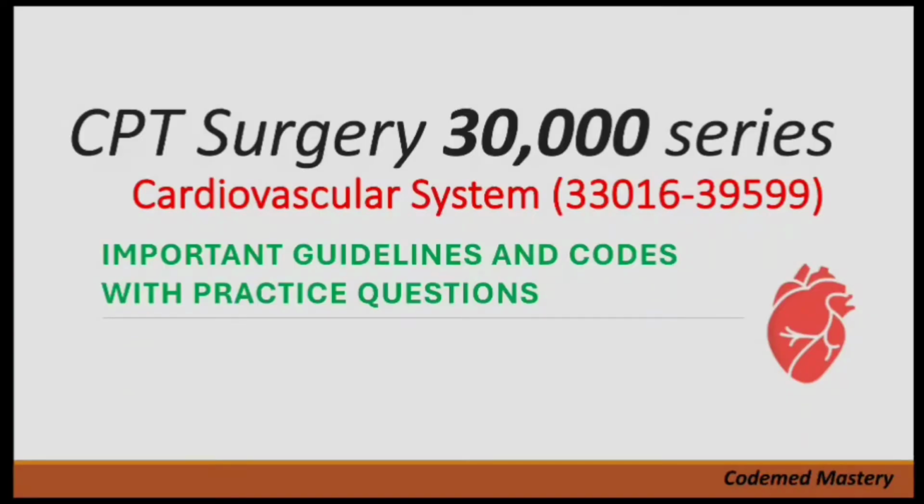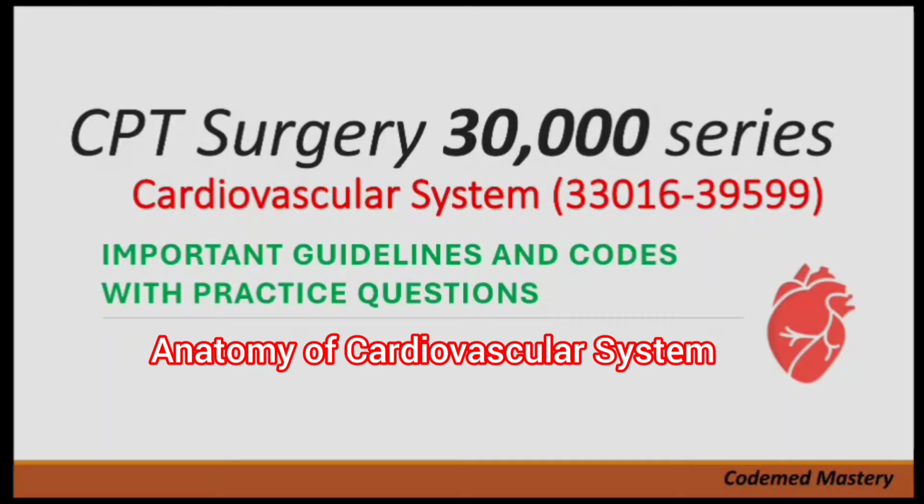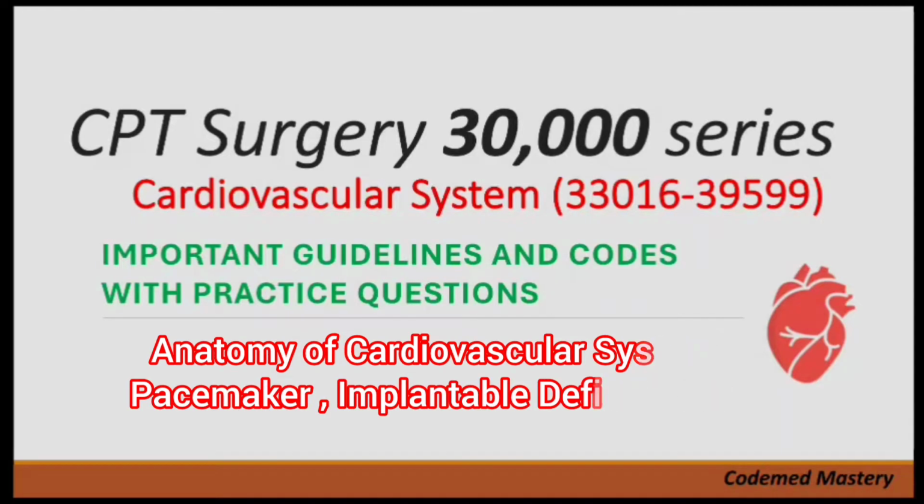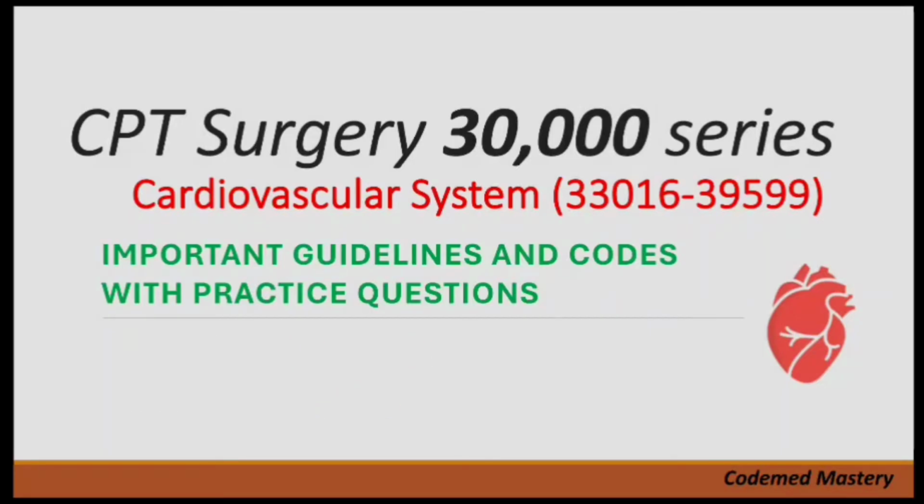Hi everyone. Today let us study Cardiovascular System Guidelines with CPC Exam practice questions. The code range is 33016 to 39599. Today the topics covered will be anatomy of the cardiovascular system and pacemaker or implantable defibrillator guideline with example. So watch the video till the end.